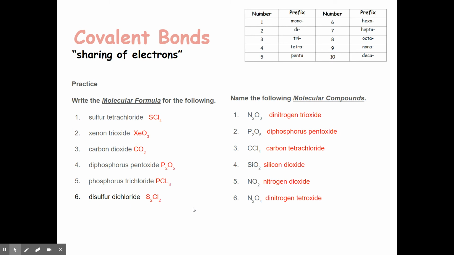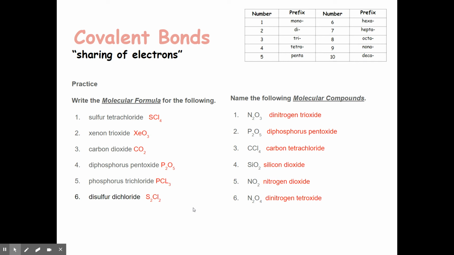Okay, so now that you have worked it out for yourself, look at the answers that we have. In the very first one, we have sulfur and chlorine, and we have one sulfur and four chlorines. In example two, we have xenon and oxygen, and we have one xenon and three oxygens. Number three is carbon dioxide, which we've already done. Number four is diphosphorus pentoxide. So that's going to give us two phosphorus and five oxygens.